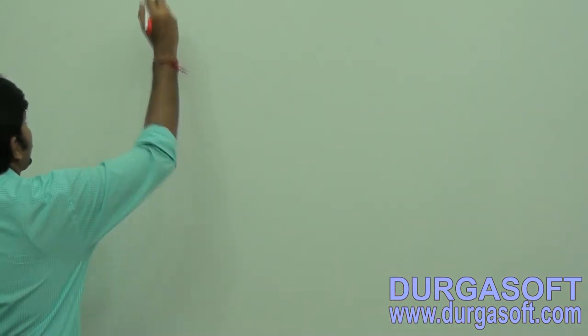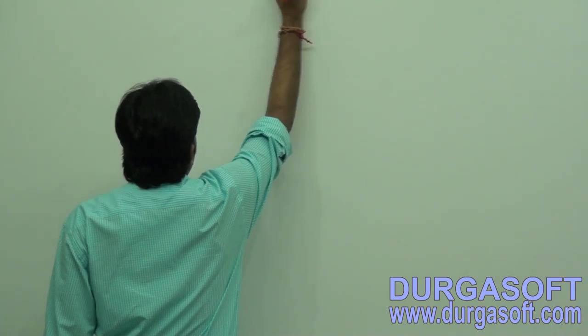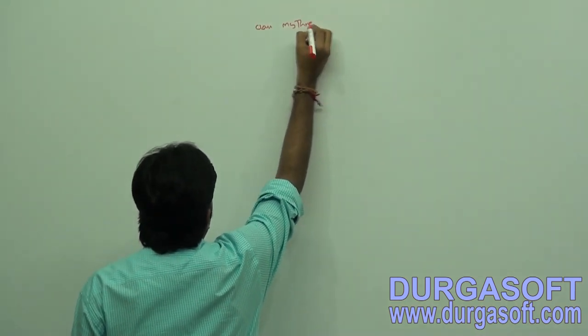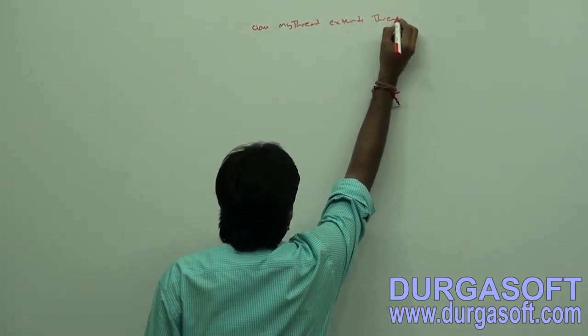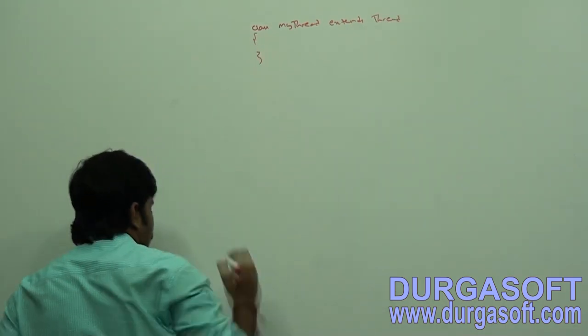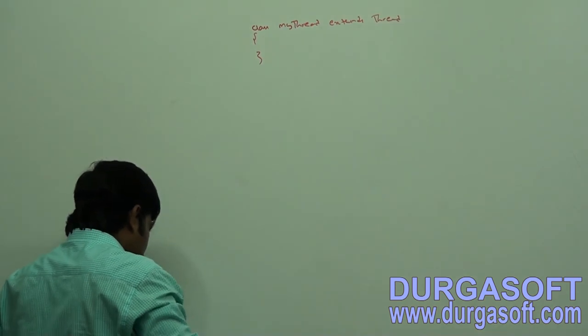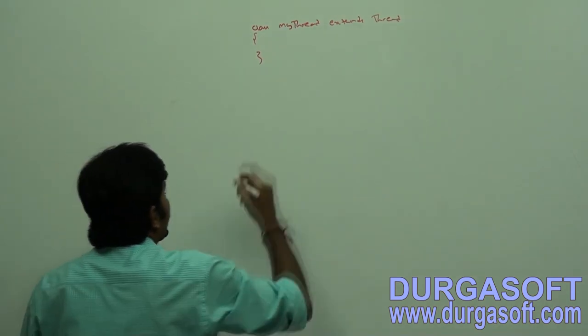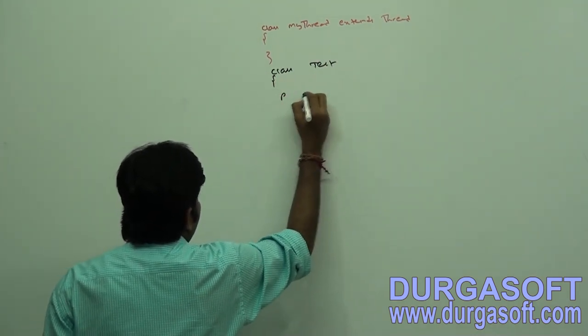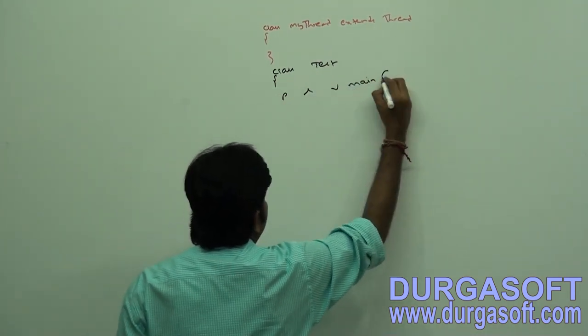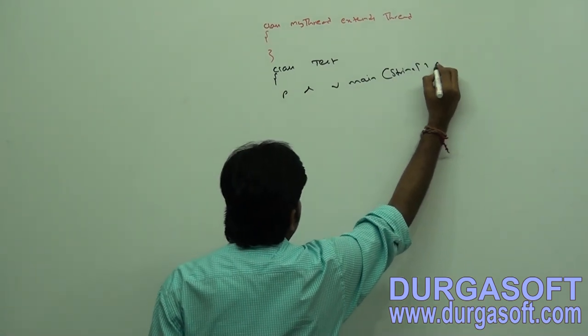Now, let me give some clarification, or let me execute one small program to demonstrate. Yes, see this one. Very, very important. Observe. Class MyThread extends Thread. Let me now take class Test, public static void main(String[] args).